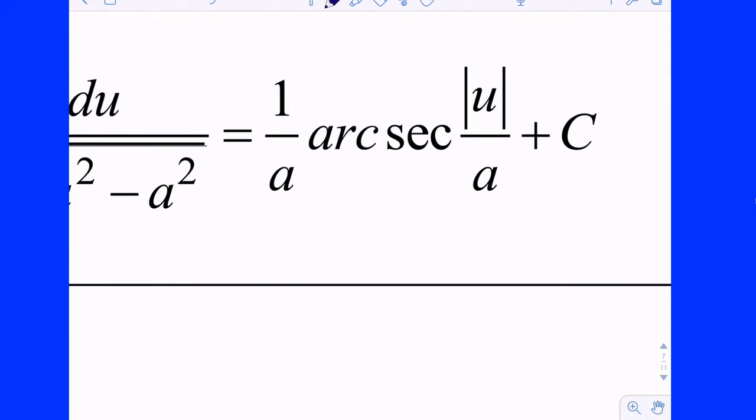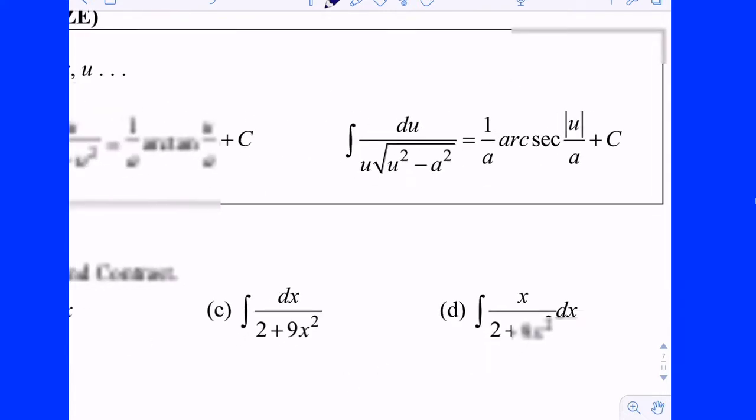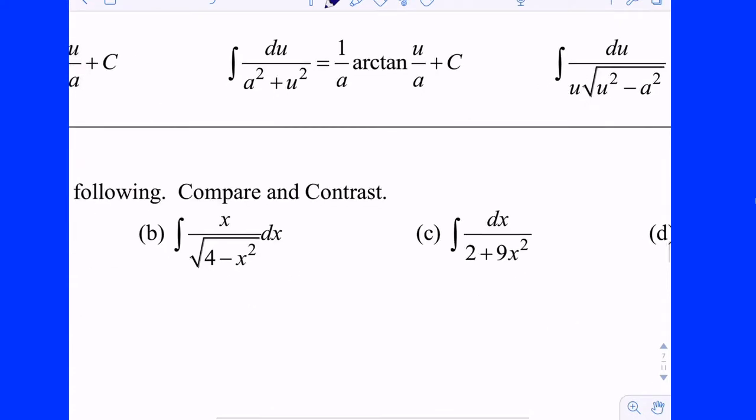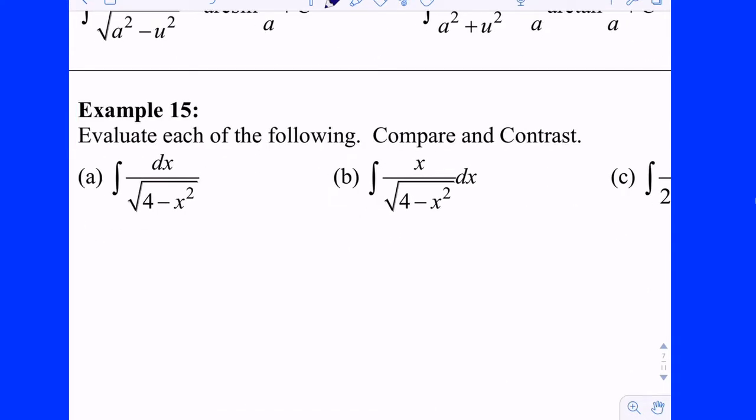Memorize those, okay? And if you don't want to memorize them, I'm going to convince you that it's worth memorizing them as we work through some of these examples, okay?